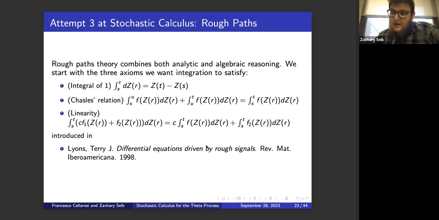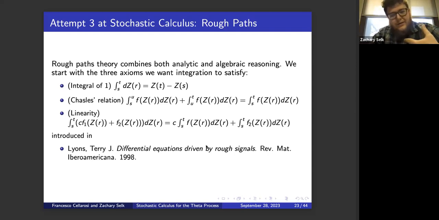This was introduced in the late 90s, and since then it's seen a lot of growth. It led to a Fields Medal in 2014. I have some colleagues applying rough paths theory in medicine, and I know some people in control theory and all sorts of things. So it's been a very successful theory recently.